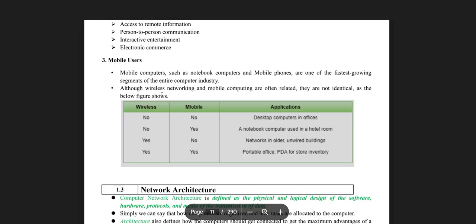Mobile components such as notebook computers and mobile phones are one of the fastest growing segments of the entire computer industry. Although wireless networking and mobile computing are often related, they are not identical, as the figures below show. Examples include a desktop computer in the office, a notebook used in a hotel room, and a network in an older unwired building.